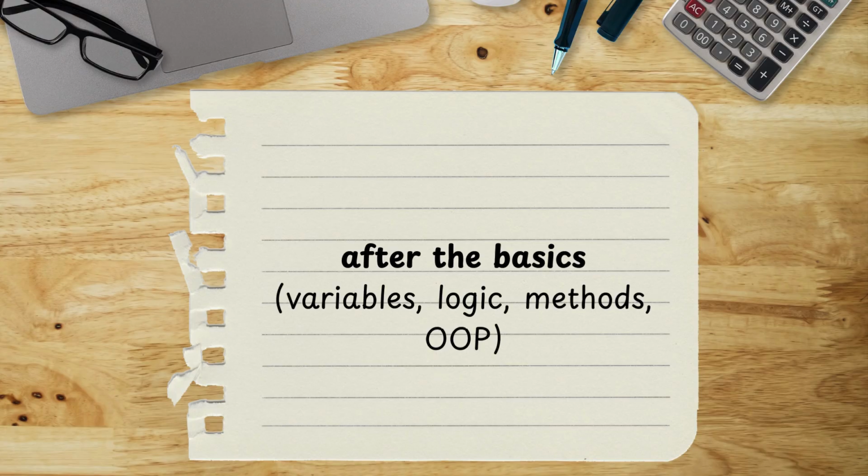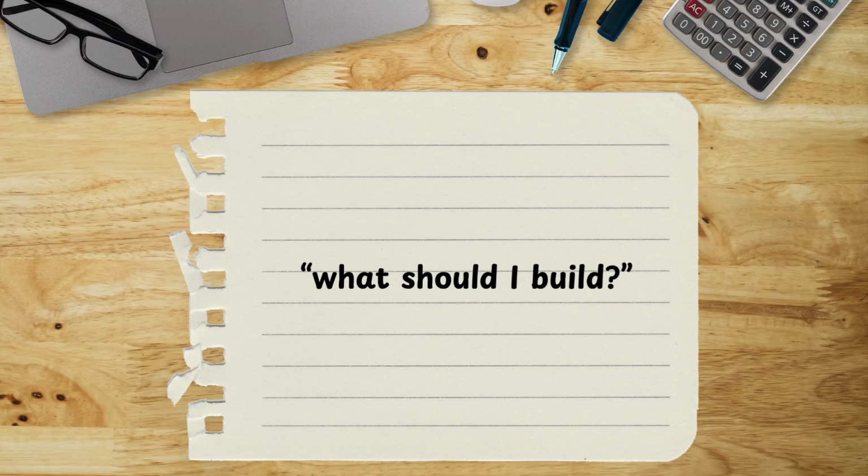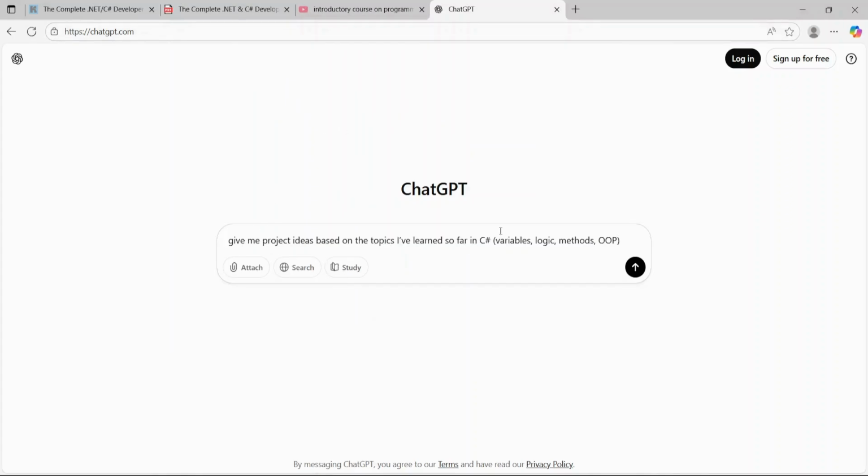Getting into the fun part, once you've got some basics, let's say you've learned variables, logic, methods, and maybe some object-oriented programming, you need to build a project. I said it's the fun part, I didn't lie, but it's also where a lot of beginners freeze. What should I build? Honestly, I'd go straight to AI for ideas.